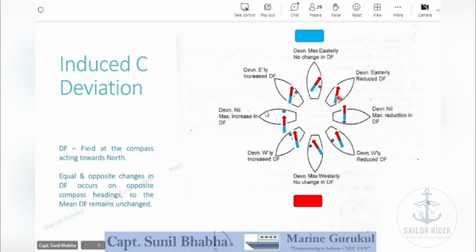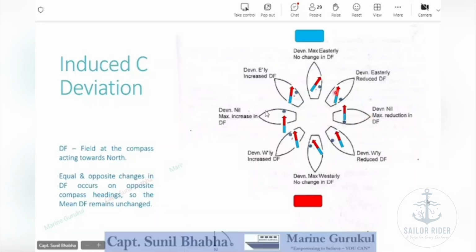Also, we can see its effect on the directive force now. The blue pole is southeast of the compass location. So the blue pole is having a southerly component, or it is south of our compass needle. So being south of the compass needle, it is opposite to the red pole of the earth, thus reducing the directive force. So the directive force is reduced at the compass location, but it is not the maximum reduction. Maximum reduction is occurring on easterly heading.